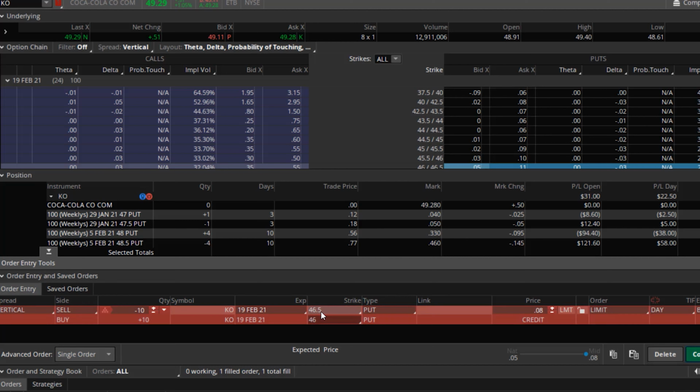So we're selling the $46.50, but we're buying the $46. So this gives us a net credit of 8 cents. But of course, with options, there's a multiplier of 100. So we'll go ahead and explain this. So 8 cents, then we're doing 10 contracts.